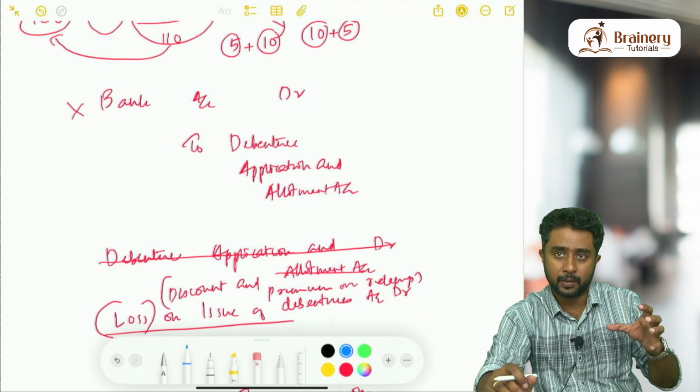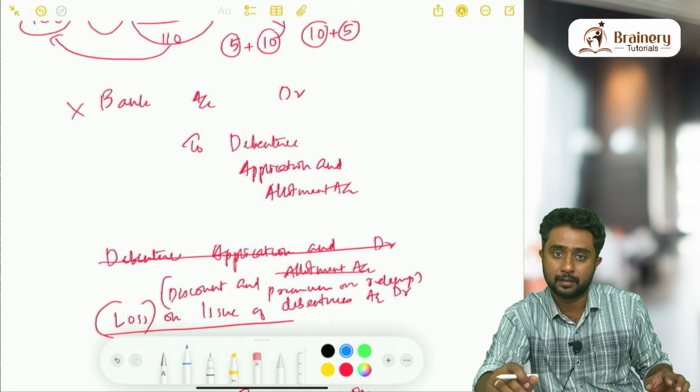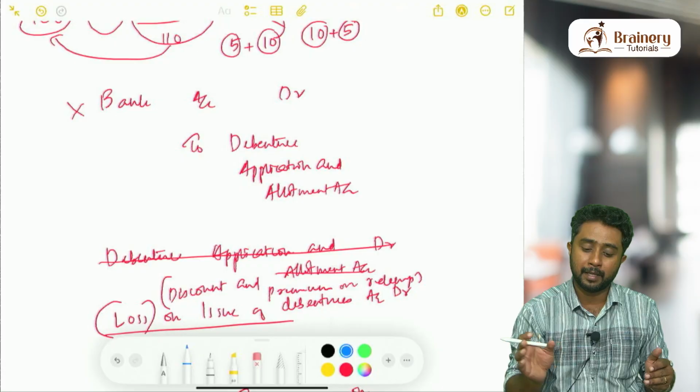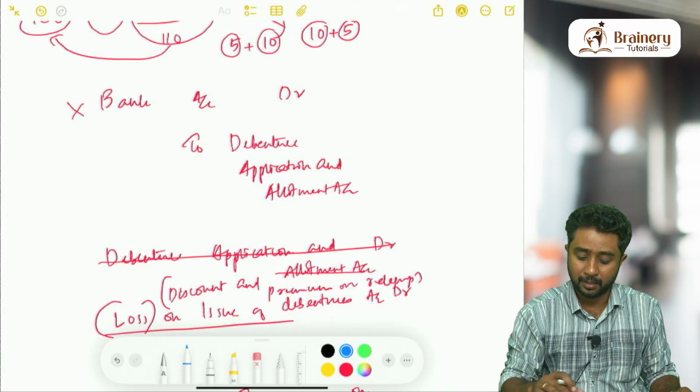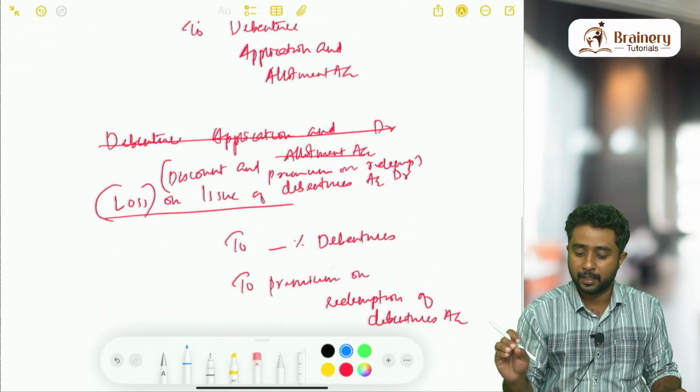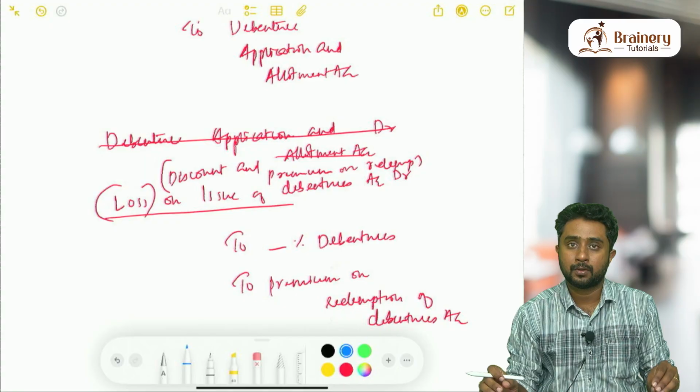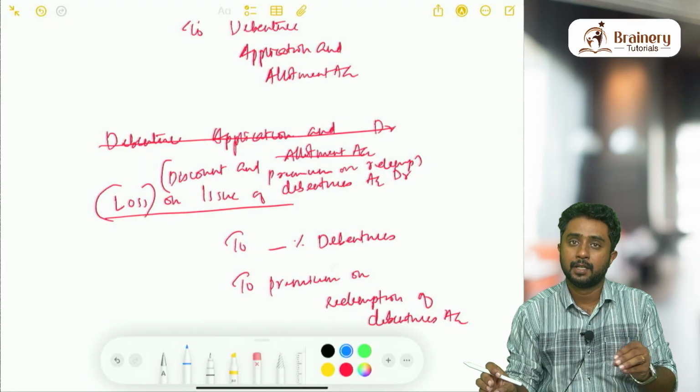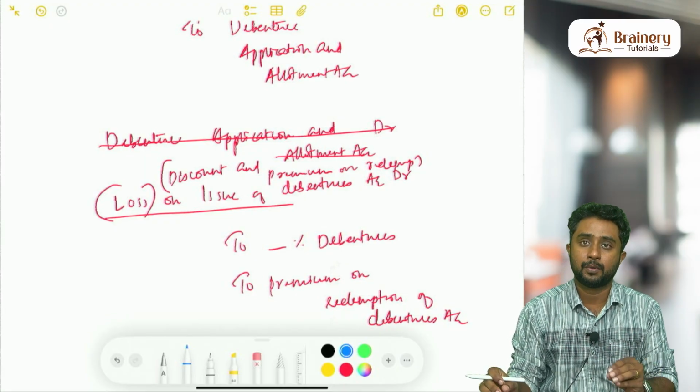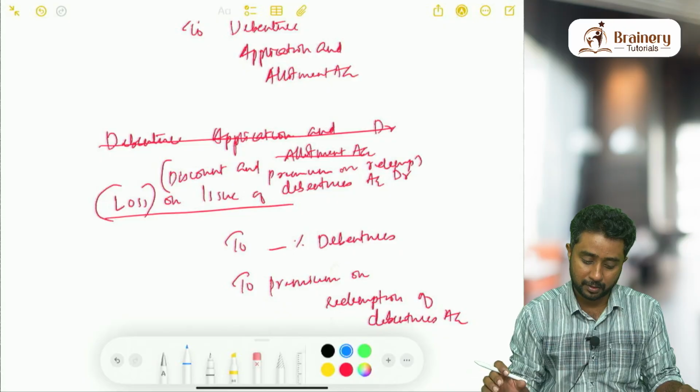When we are issuing debentures for cash, what are the entries that we are passing? The first entry will be Bank Account debit to Debenture Application and Allotment. The second entry will be Debenture Application and Allotment Account debit, Loss on Issue of Debentures Account debit, to 11% Debentures, to Premium on Redemption of Debentures Account. This is a normal entry.